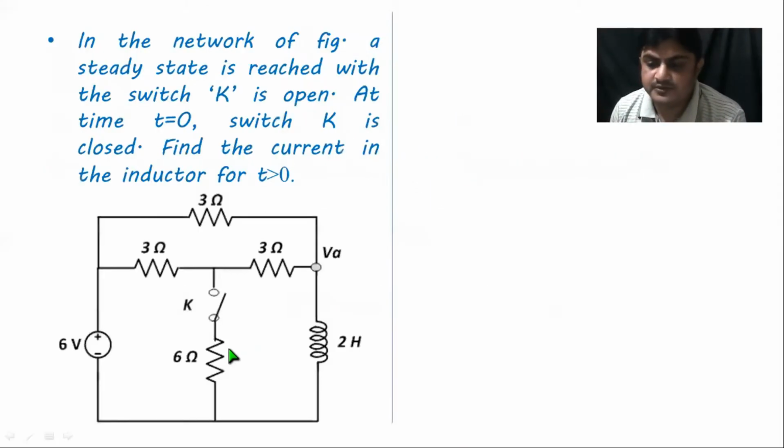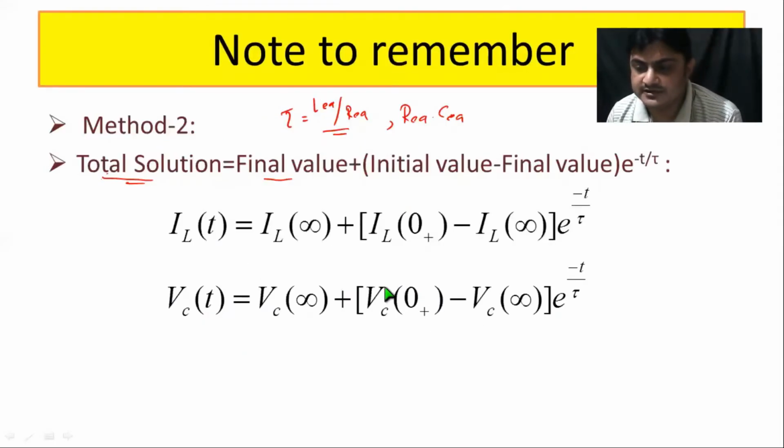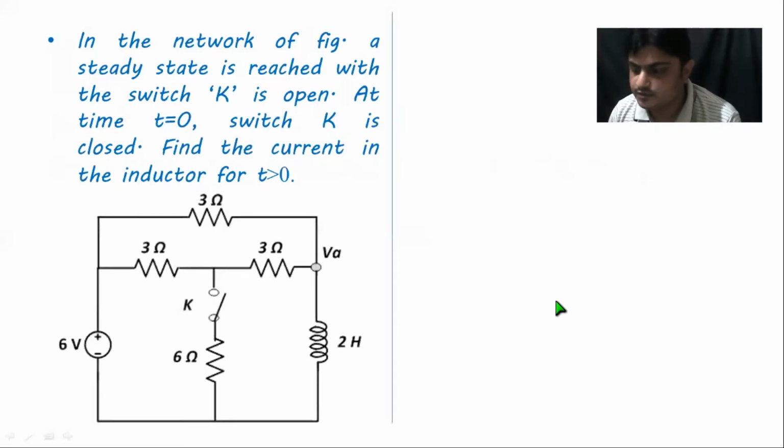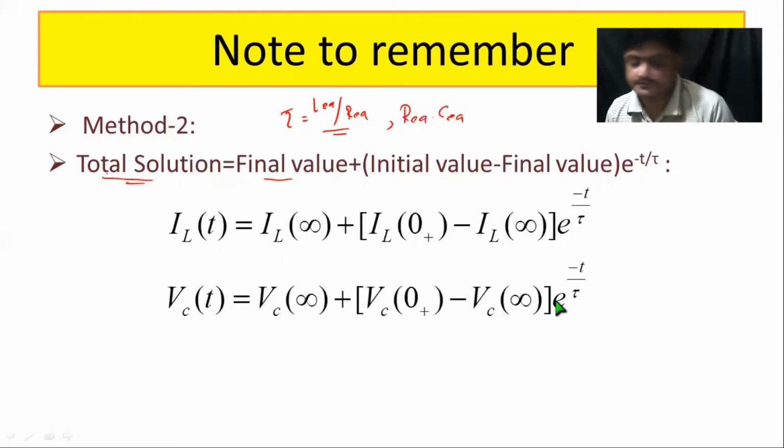In the second case, that is an RC circuit, tau is equal to R into C, that is R equivalent into C equivalent. So if you have a capacitive circuit, you can use this expression: VC(t) is equal to VC(infinite), this is your final steady state value, plus VC(0+), the value of voltage across the capacitor exactly at your switching instant, minus VC(infinite), times e raised to minus t divided by tau.